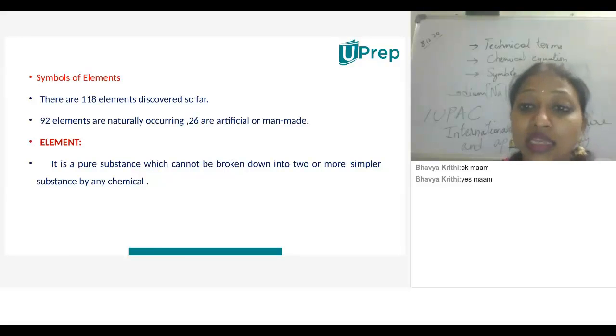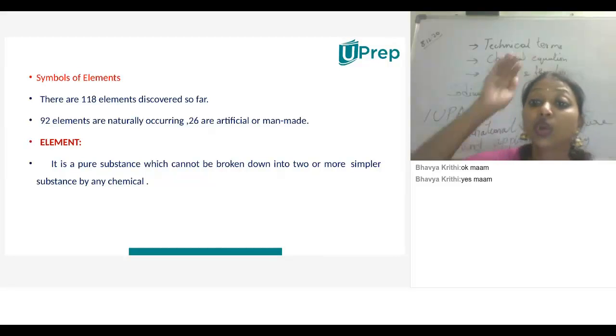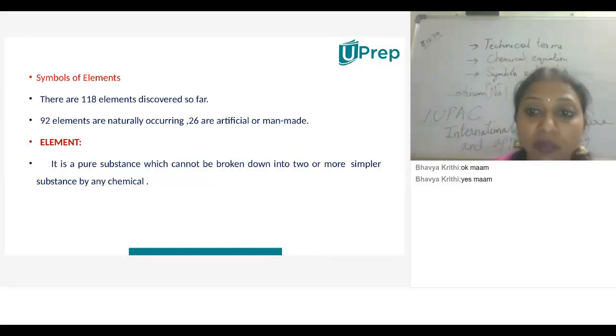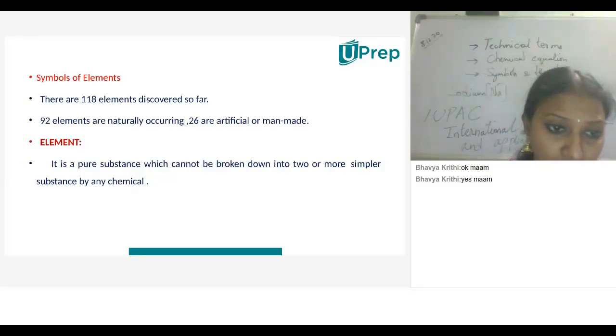In what sense are they saying that they are pure? If I take a gold element and break it into simpler pieces, we'll get only gold atoms. No other atoms are present. That means no impurities or unwanted things are present in it, so it is pure. Is it pure? Yes, ma'am. In that point of view, they say that elements are pure.